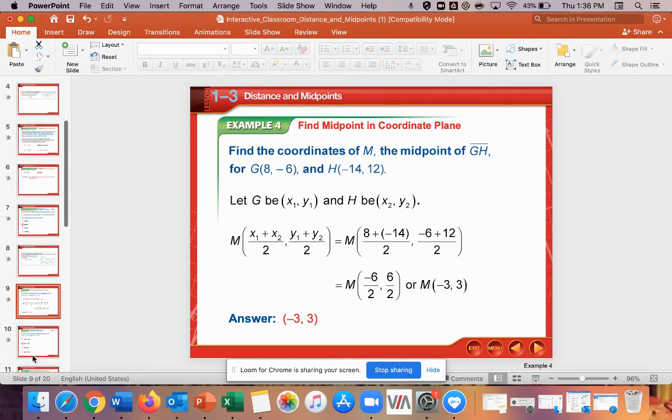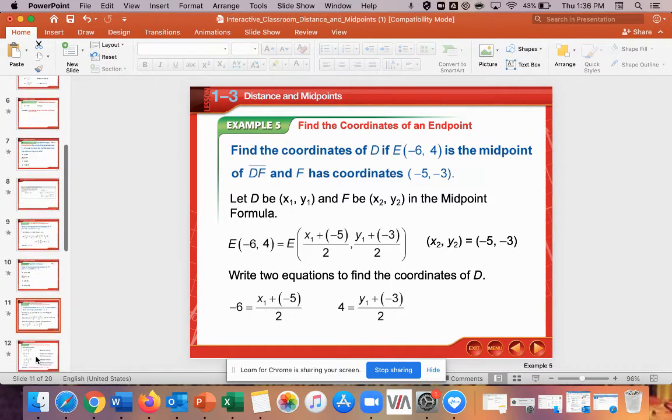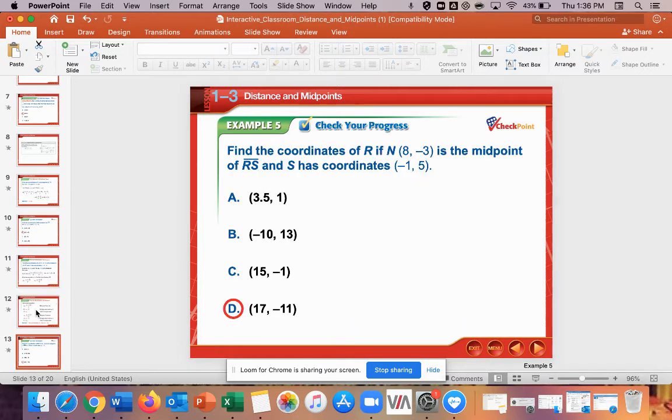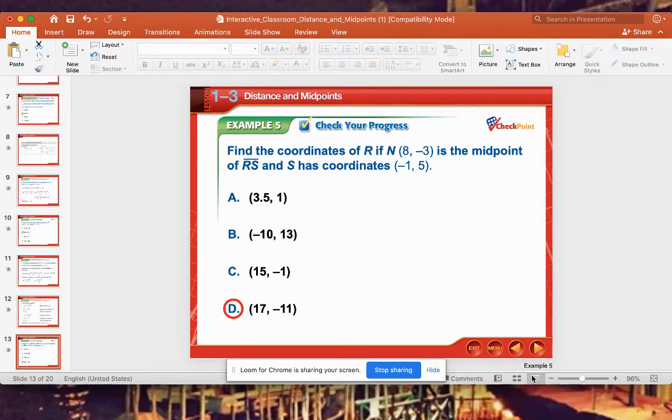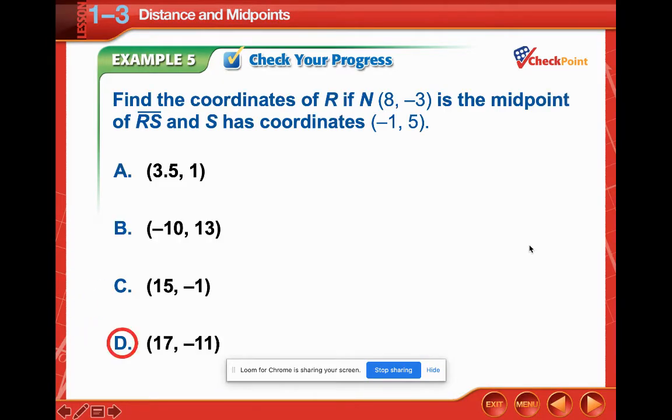All right, so I believe we got to 13. This is also how you solve it for an endpoint. All right, so let's go ahead and get started then.